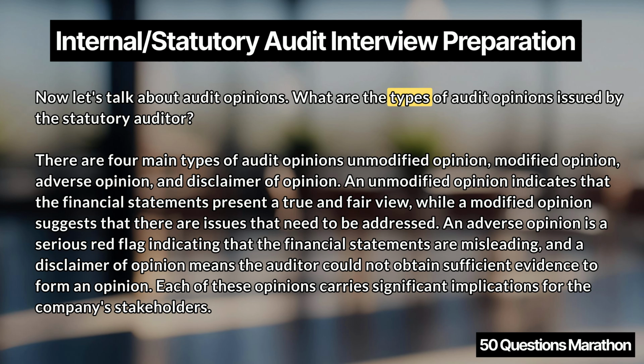What are the types of audit opinions issued by the statutory auditor? There are 4 main types of audit opinions: unmodified opinion, modified opinion, adverse opinion, and disclaimer of opinion. An unmodified opinion indicates that the financial statements present a true and fair view, while a modified opinion suggests that there are issues that need to be addressed. An adverse opinion is a serious red flag, indicating that the financial statements are misleading, and a disclaimer of opinion means the auditor could not obtain sufficient evidence to form an opinion.